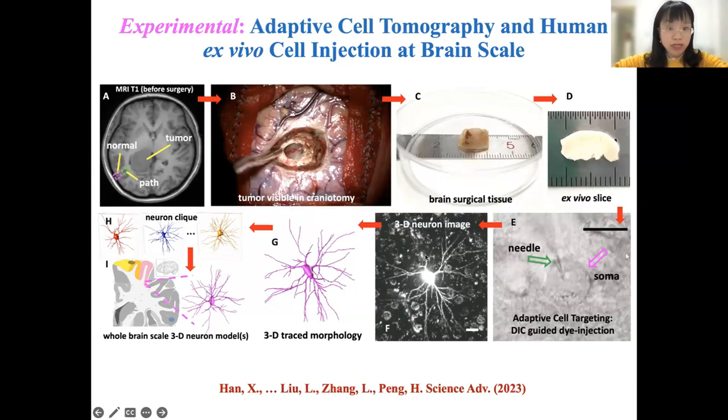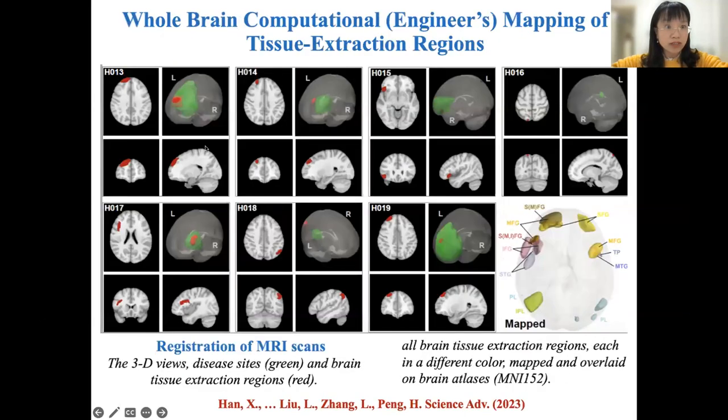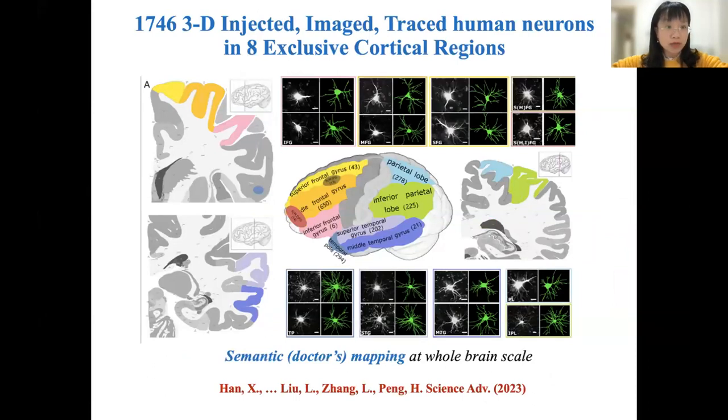Using our platforms, we can get 3D traced morphologies, and also we can map them back to the whole brain level. We can clearly see the color, which means where this neuron is from. So we can get neural structures from different brain regions. Okay, sorry. Using this method, we have collected 1,746 injected images. These are some samples from different brain regions we collected.